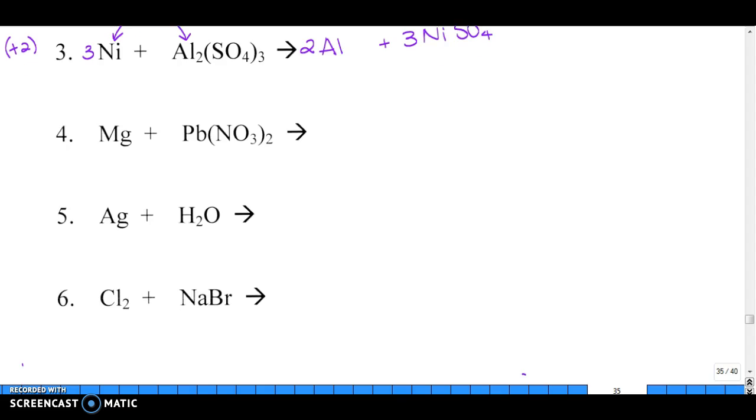So I'm going to jump down to number 5. Oftentimes you're going to see tricky ones like this where you've got hydrogen and oxygen together in water looking at a single displacement reaction. When this happens, you can actually rewrite the water as HOH, hydrogen with a positive 1 and hydroxide with a negative 1. It's essentially the same thing.